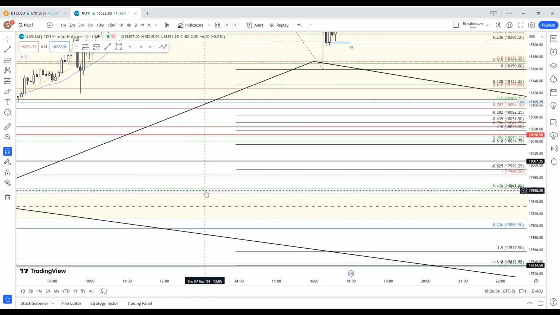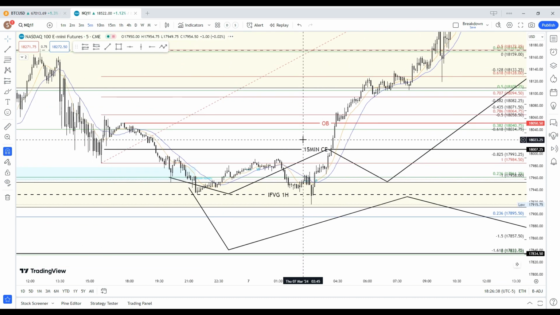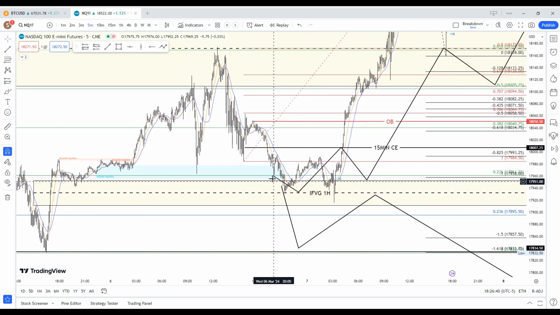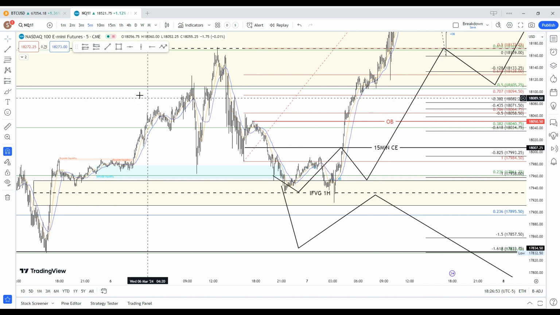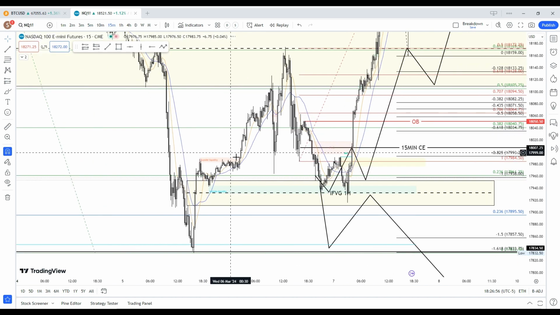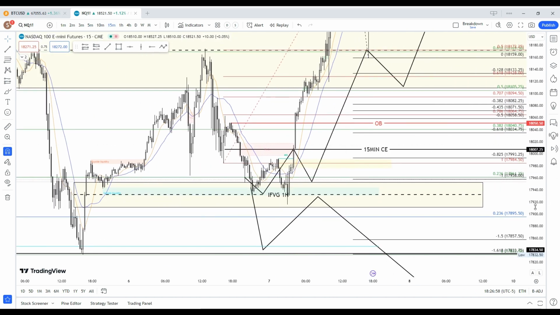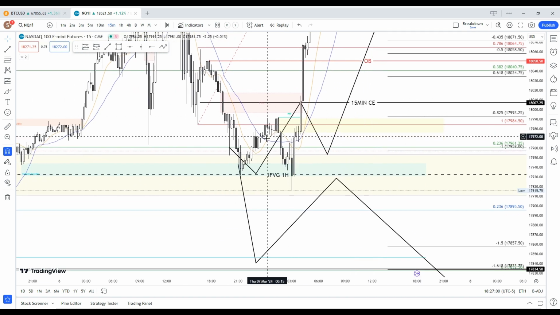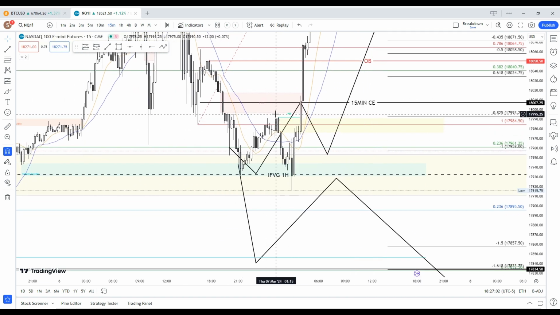Let's go to a 5-minute. This was the idea. Price was here, came into here, right? Came up. I was expecting it to go maybe to the 50% of this 15-minute here. Let's go to a 15-minute. Let's see what I'm talking about. We didn't get up that high. This was the fair value gap I was trying to get the 50% of. We didn't even touch the gap itself.